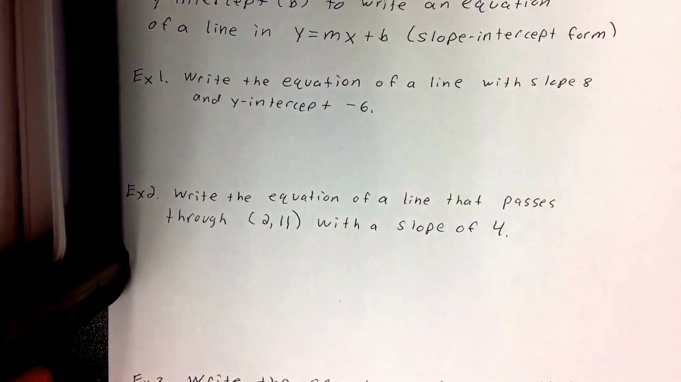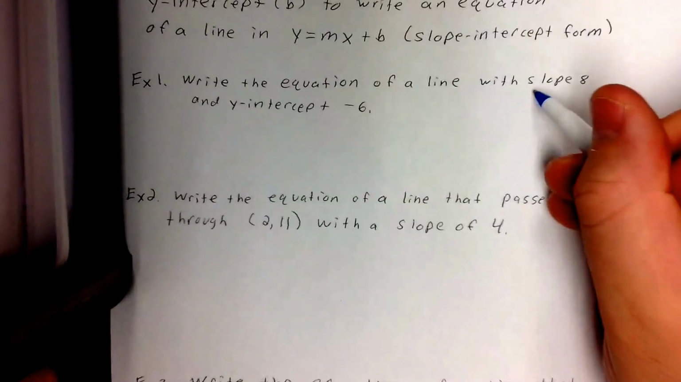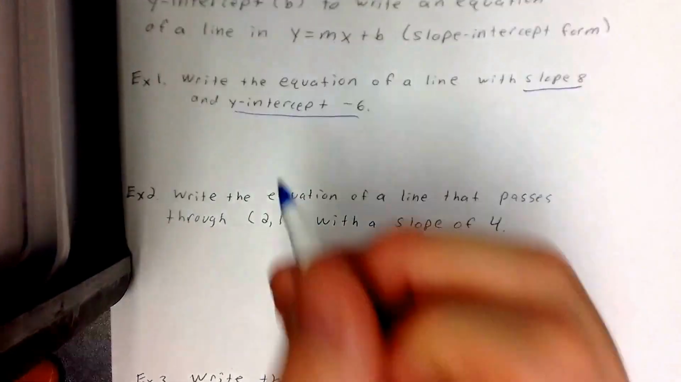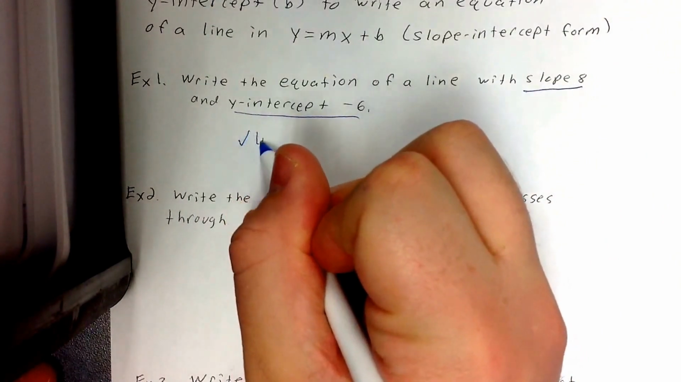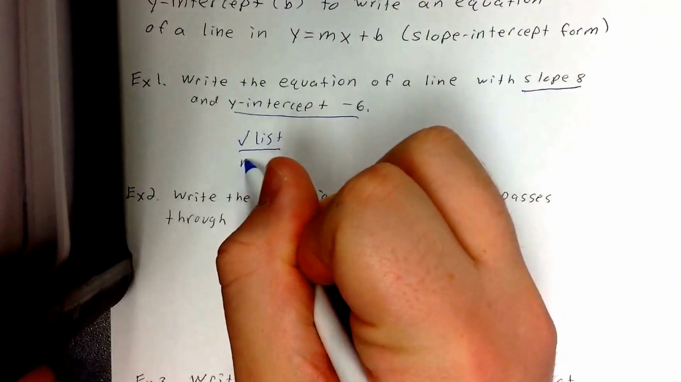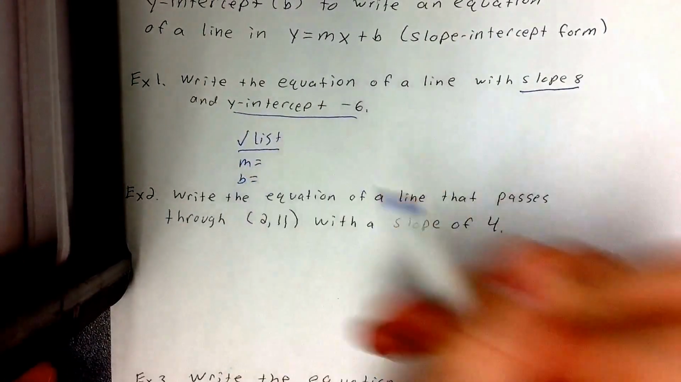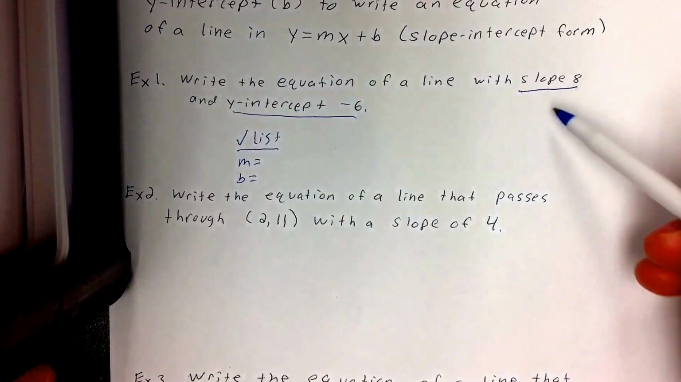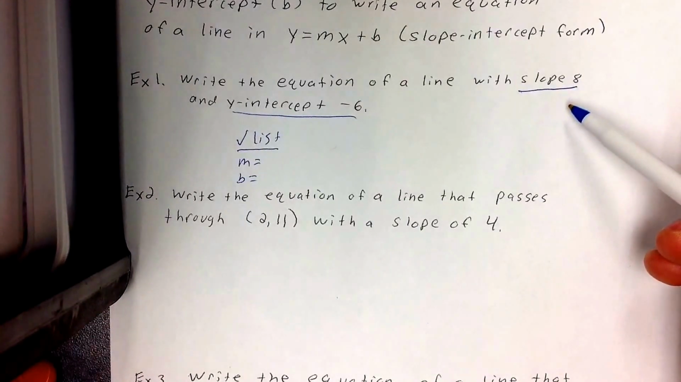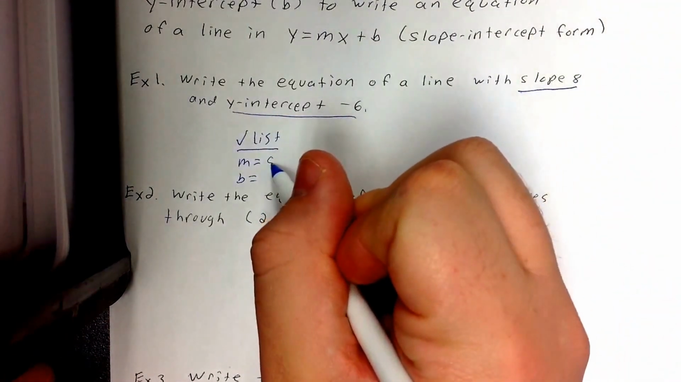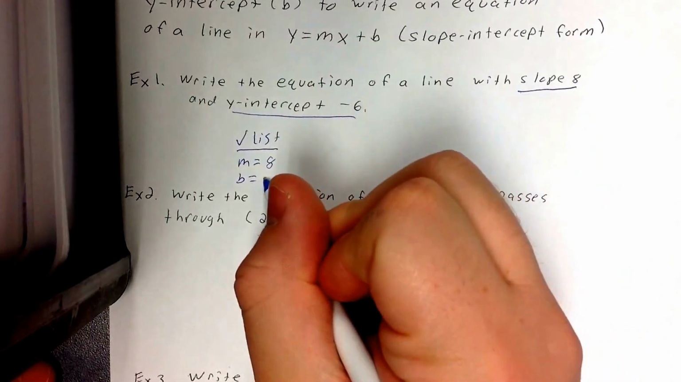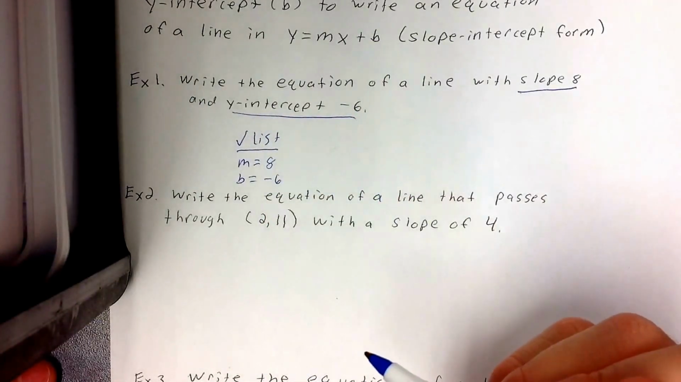So the first example: write the equation of a line with a slope of 8 and a y-intercept of -6. I always like to make a checklist on these problems because I need to know two things. I need to know m and I need to know b. So if you notice, they tell me the slope is 8, and the slope is m. It tells me the y-intercept is -6, and the y-intercept is b.